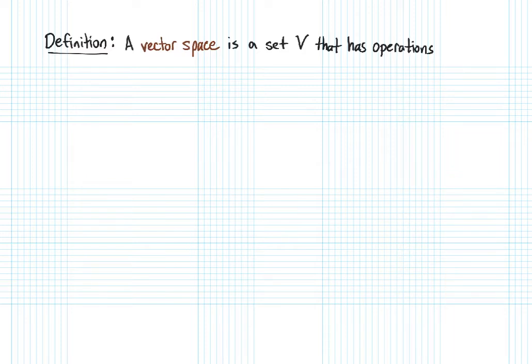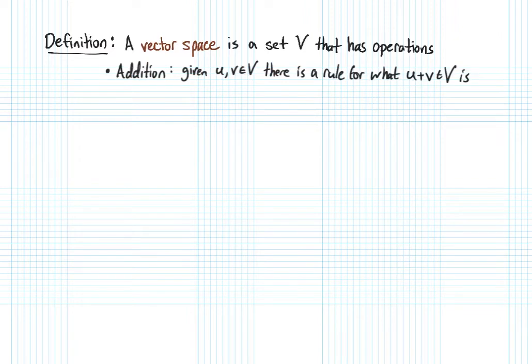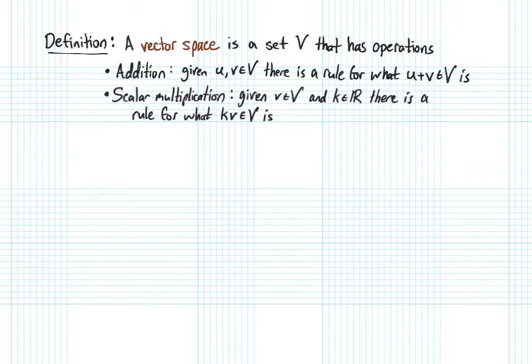Okay, so here's the definition. A vector space is a set V that has operations of addition, which means that if you take two elements in the set, there's a rule for how to add those two elements together and get something else that's in the set. And scalar multiplication, which means that if you have an element of the set and a real number, then there's a rule for how to multiply those together and get another element of the set. And now an important point is that just like we're not actually saying what this set V is, we're also not actually saying what the addition and the scalar multiplication operations are.